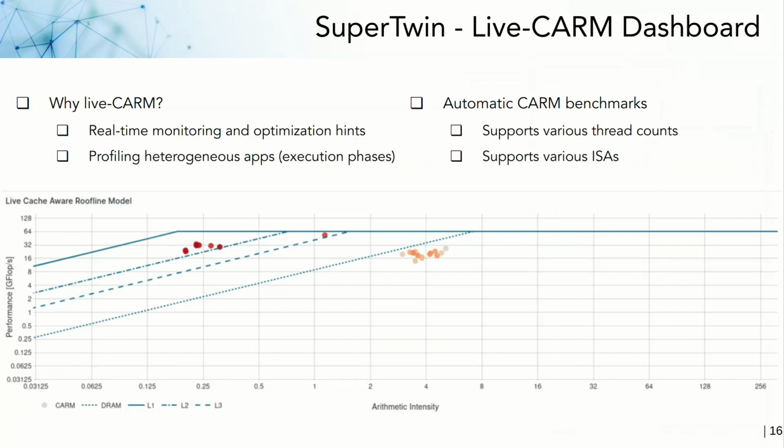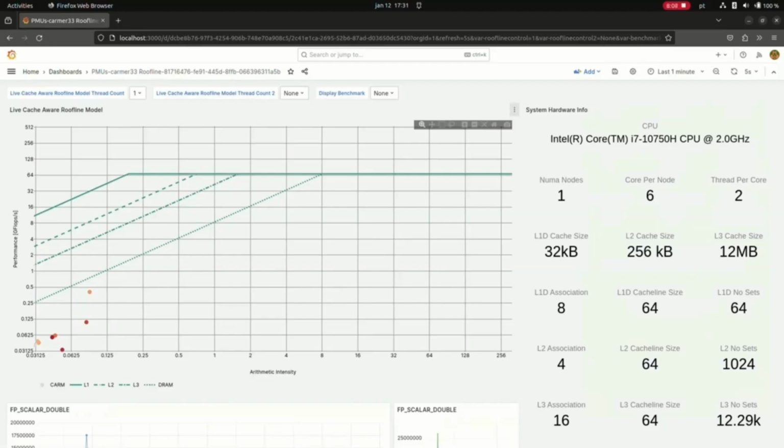So I'll now quickly show you this dashboard in action on my local machine while running an SPMV algorithm on an original matrix versus an RCM reordered matrix, in order to observe the performance impact of this reordering method in the SPMV execution. So here it is on my local machine, the LiveCarm graph.